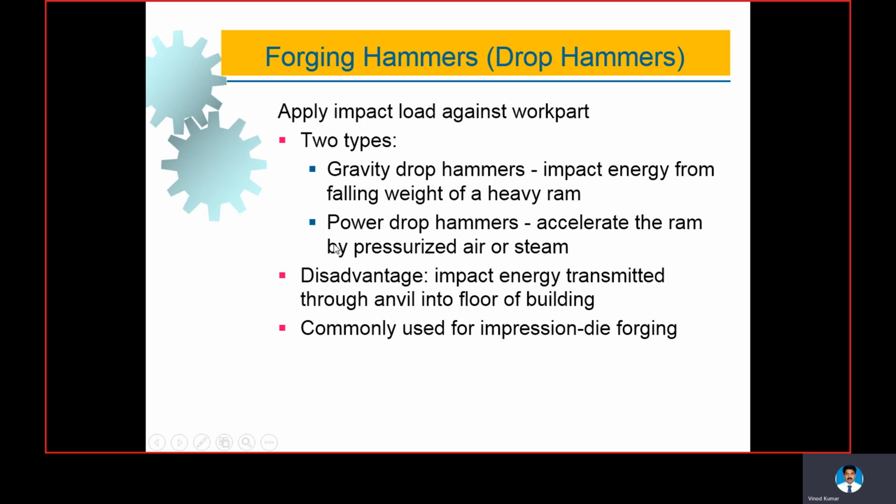These are called forging hammers. Sudden impact load is applied. Disadvantages: impact energy will be transmitted to the building, that is, the floor of the building. That is one of the disadvantages. If a strong foundation is not there, the stability of the building is going to be affected. This is commonly used for impression die forging.